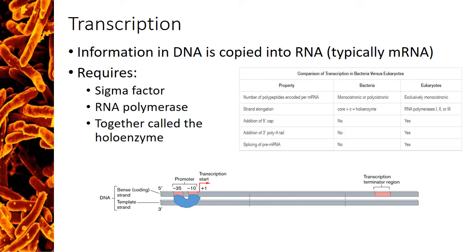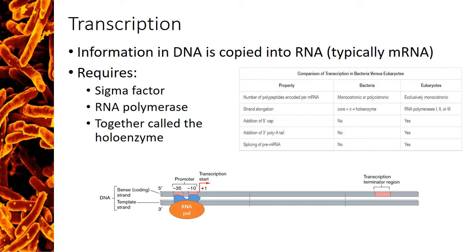These sequences are found 10 base pairs and 35 base pairs upstream of the start of the gene, and so they're called the -10 and the -35 sequences. The second protein of a holoenzyme is the RNA polymerase itself. This is the DNA-dependent RNA polymerase that will use the DNA as a template to build a new strand of RNA.